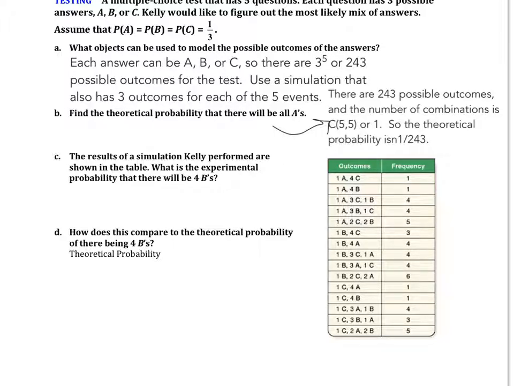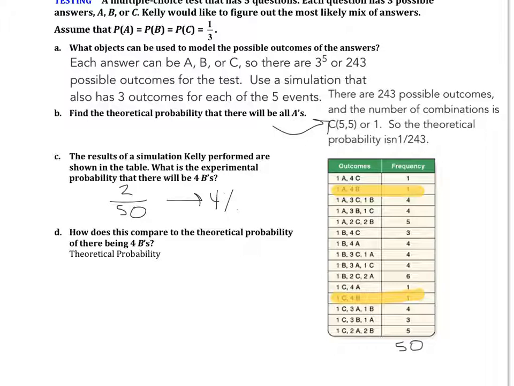Question C. The results of a simulation Kelly performed are shown in the table. What is the experimental probability that there will be 4 B's? If you add up the total trials over at the right, Kelly performed 50 total trials. And you can see I highlighted the 2 results that were shown with 4 B's, one with 1 A and one with 1 C. So the experimental probability that Kelly found here was 2 out of 50, which is 1 over 25, which is 4%.